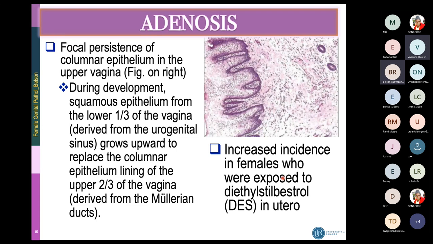So there is a disease called adenosis. There is a focal persistence of columnar epithelium in the upper vagina. This is because during development, the squamous epithelium from the lower third of the vagina is derived from the urogenital sinus, and it grows upwards to replace the columnar epithelium lining the upper two thirds of the vagina, derived from the Müllerian duct. So this is like a reminder of embryology.